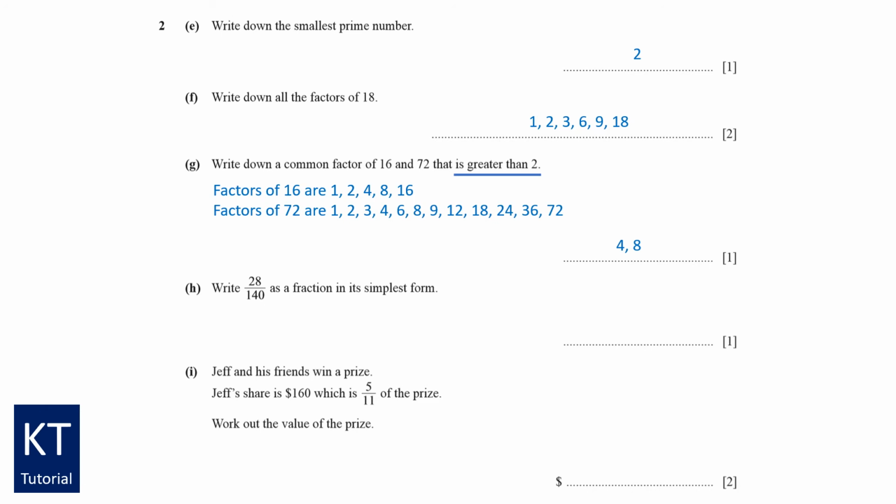Question 2H. Write 28 over 140 as a fraction in its simplest form. This is 1 over 5. Question 2I. Jeff and his friends win a prize. Jeff's share is $160, which is 5/11 of the prize. Work out the value of the prize. The answer is obtained by dividing 160 with 5/11.